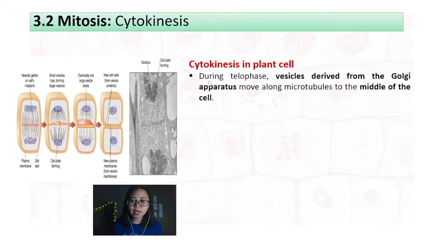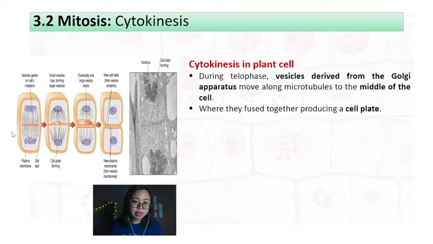Apa maksud ayat pertama ini? Semasa telophase, Golgi apparatus masih berfungsi, so Golgi apparatus akan hasilkan sesuatu bahan yang disimpan dalam vesicle, dan vesicle itu dibawa ke pertengahan sel melalui microtubules. Okay, so vesicle yang mengandungi bahan itu akan sampai ke pertengahan sel.